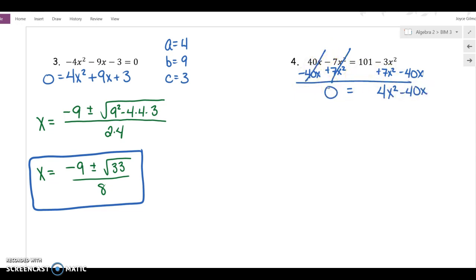So I've got 0 on the left. And I really don't want to write 101 in the front. I really want the plus 101 to be at the end. Once you have it with everything on one side of the equation and in standard form, x squared, then x, then the number, our a is 4, b is -40, and c is 101. See if you can do the quadratic formula with those numbers.